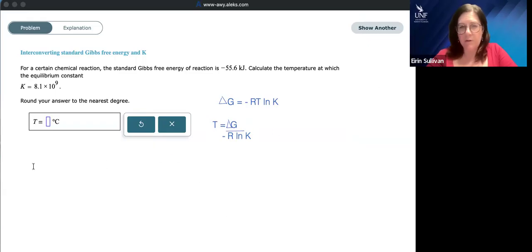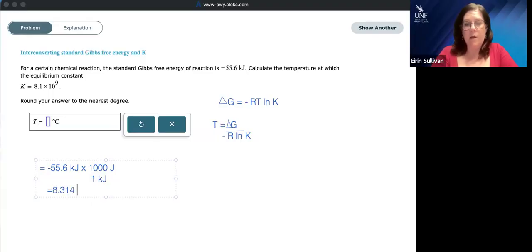What I would normally do is take that delta G, which was minus 55.6 kilojoules, and convert that into joules. A kilojoule is 1,000 joules. I need to make sure that's going to cancel out with what I'm putting on the bottom here, which is the minus R, so minus 8.314 joules per mole per Kelvin times ln of K, and K was 8.1 times 10 to the power of 9.